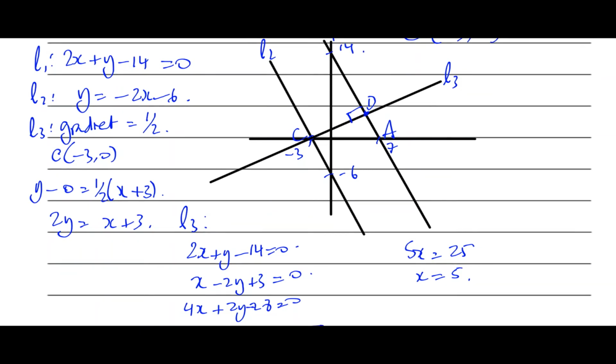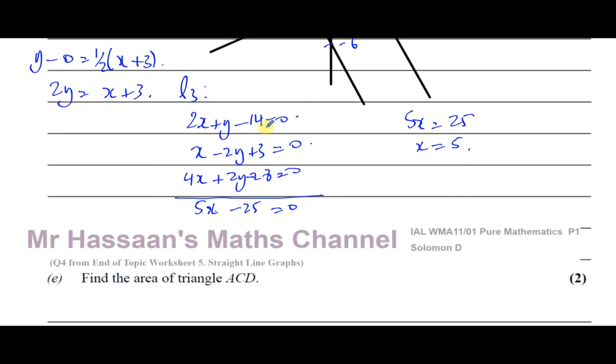So let's put it into this equation. So we got 2 times y equals, instead of x, I'm going to put 5. 5 plus 3. So 2y equals 8. So y is equal to 4. So we prove that the point D is equal to 5, 4. That's the point where they intersect.